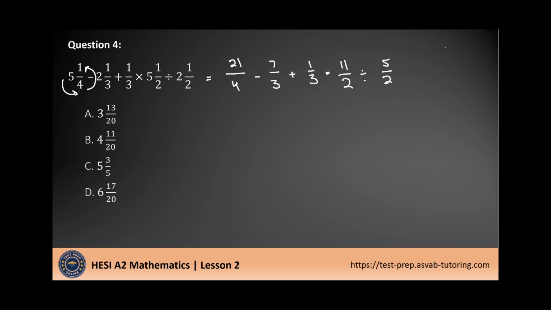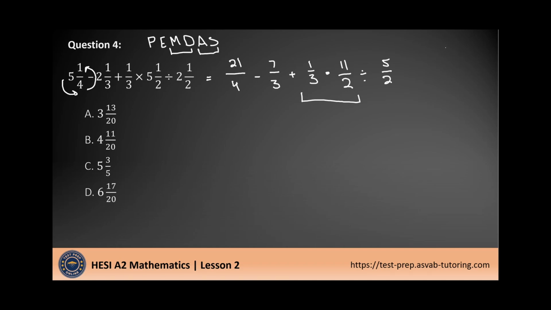Now remember PEMDAS. We see that multiplication and division come before addition and subtraction. So we're going to need to start with the first multiplication we see, going from left to right. First we have subtraction, then we have addition, and then we have this multiplication right here. So this is where we're going to start.